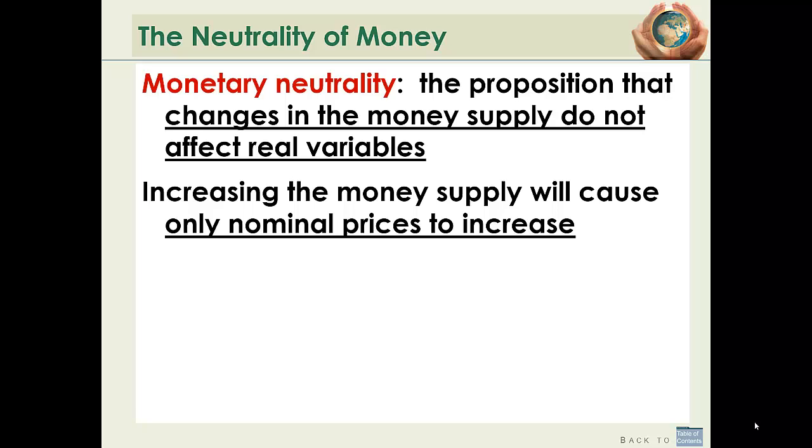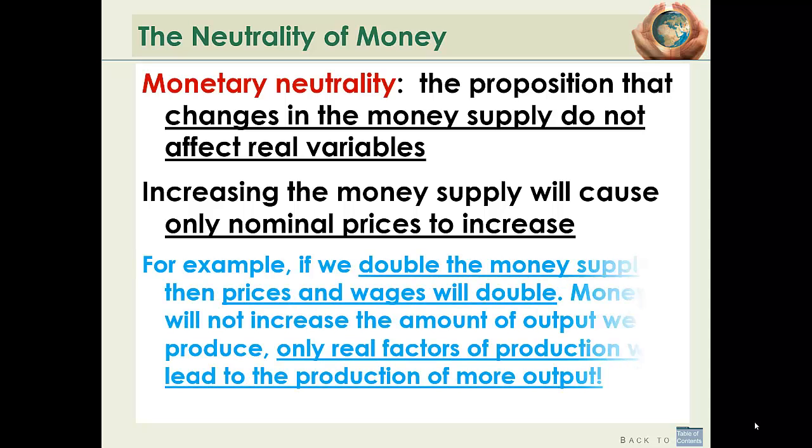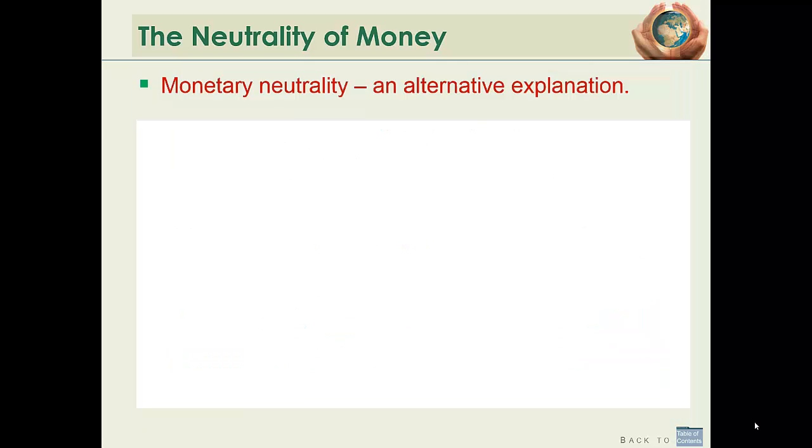In other words, increasing the money supply is only going to cause wages and prices to increase. For example, if we double the money supply, then prices and wages will double. Money will not increase the amount of output we produce. Why? Because only real factors of production will lead to the production of more output. Let's consider an alternative explanation, which gives the same story but may be a little more intuitive for you.